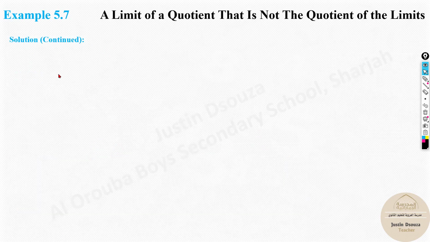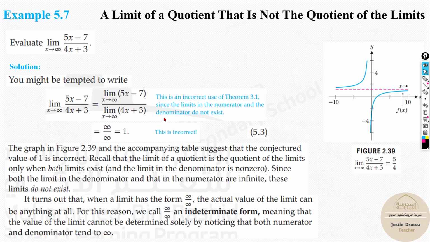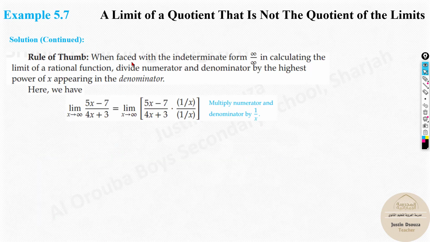But how do we solve it if we don't have a graphing calculator? There is a thumb rule. You can read all the other things later on. Basically, infinity by infinity is an indeterminate form. Now look over here, there's a thumb rule which is very important. Look at the given question: 5x minus 7 divided by 4x plus 3. Wherever you come across an indeterminate form, you need to remember this one.